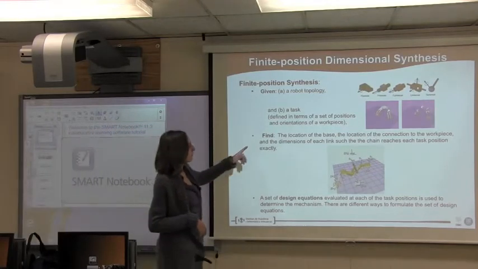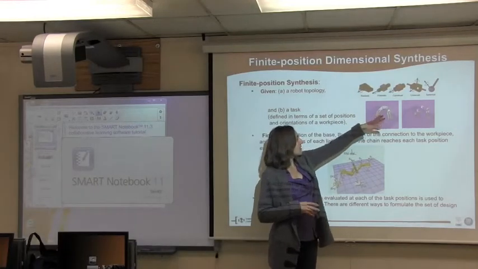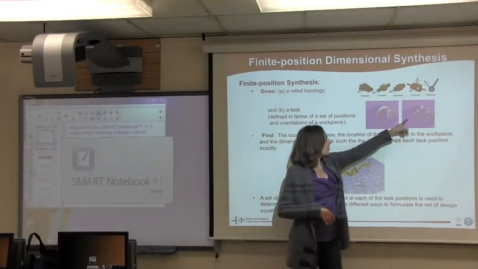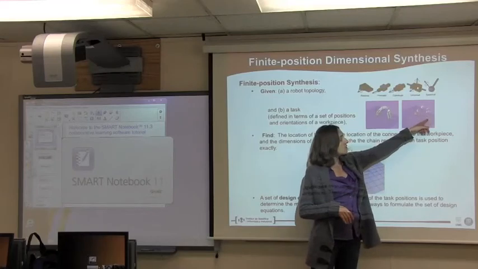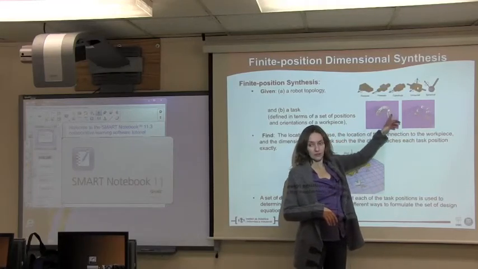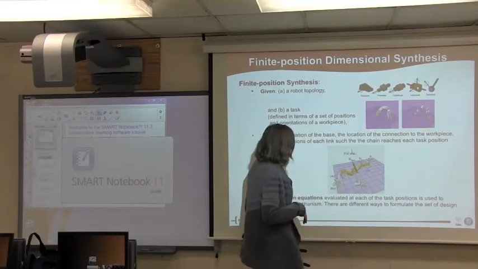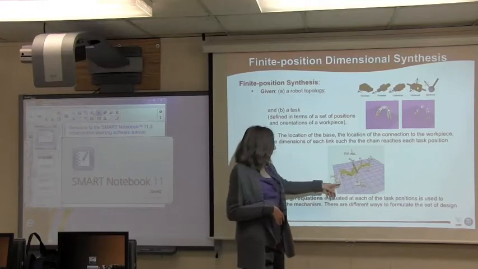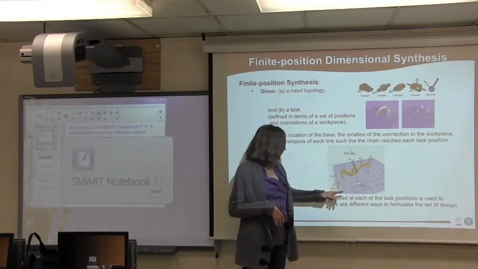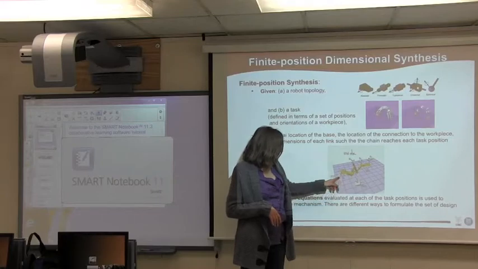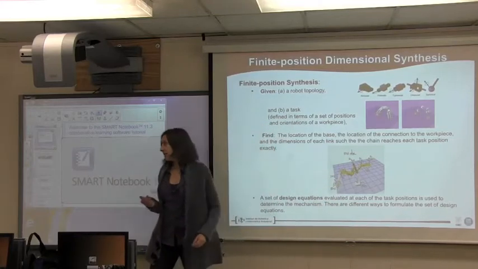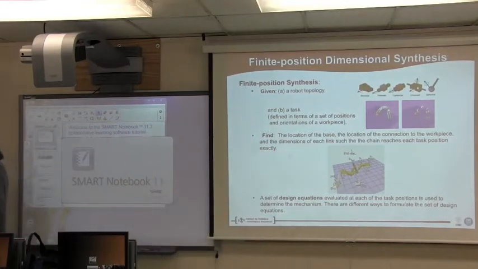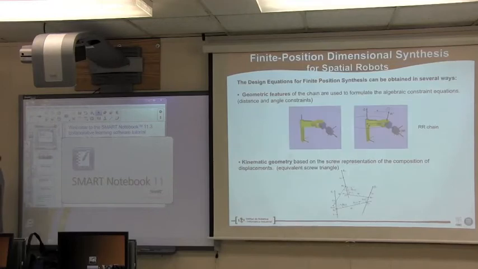Those are the joints: revolute, prismatic, cylindrical, universal, and spherical. This is the finite set of task positions. This would be a continuous trajectory, and then you could select a robot like this one, which has 1, 2, 3, 4, 5 axes. This is a 5R serial robot that you could design to do the task.